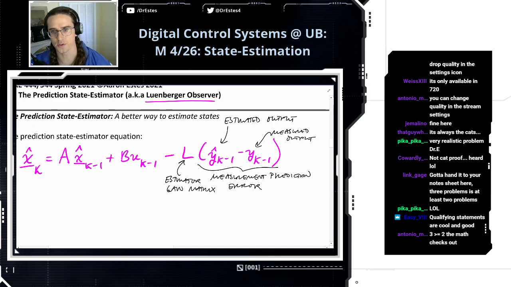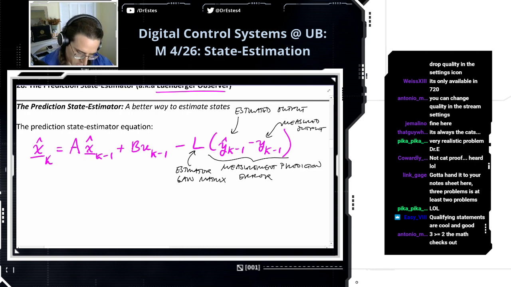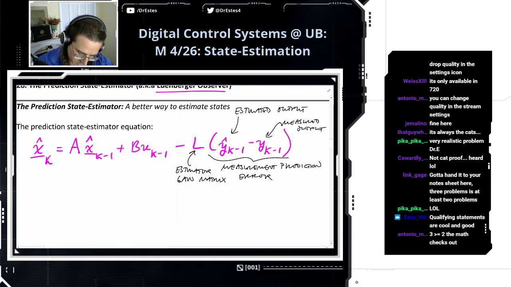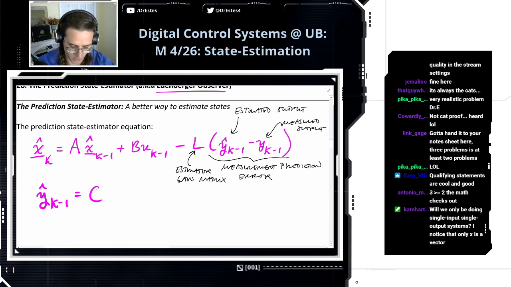All right, so what I'm going to do is expand out some terms in this equation. So we need a couple definitions here. The estimated output is, we use our output equation. So we have the C matrix times our states, but we're going to use our estimated states, and that's what makes this an estimated output.